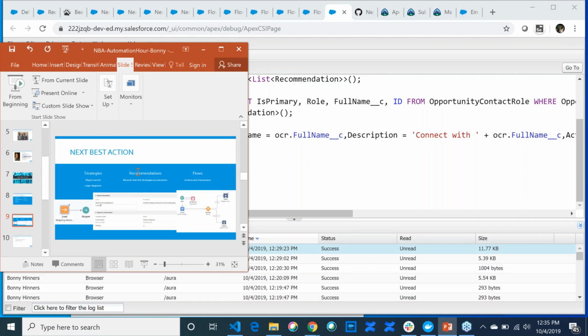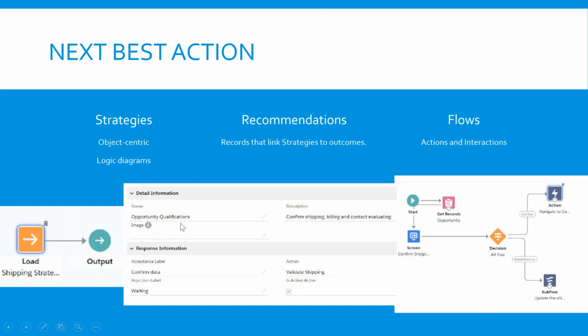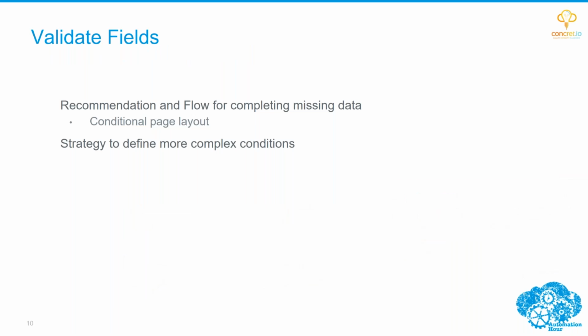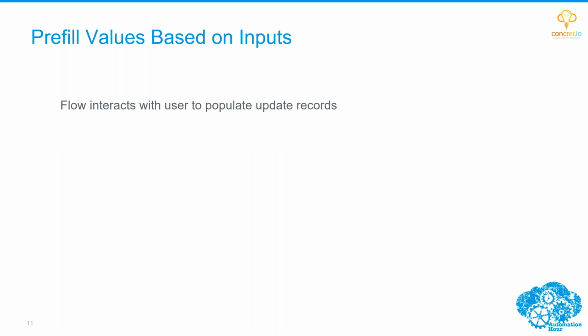Okay, so back to the slides. That's really all there is to next best actions. And as you've seen, we can use it to validate fields. We get to use flow to complete the missing data. We can use conditional page layouts, or we can use that strategy to define even more complex conditions.